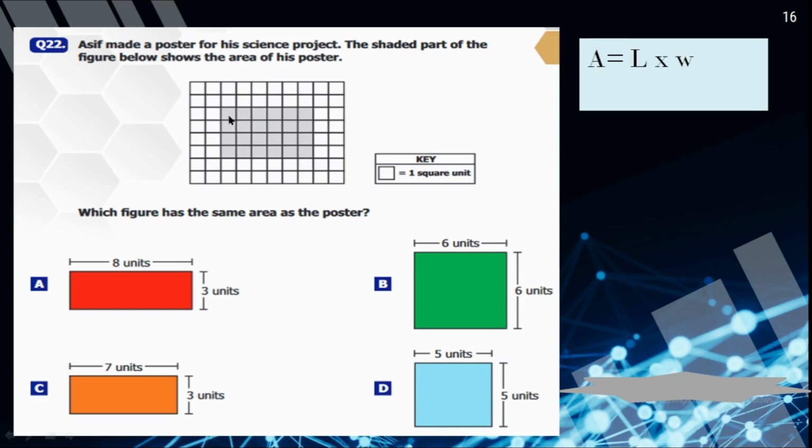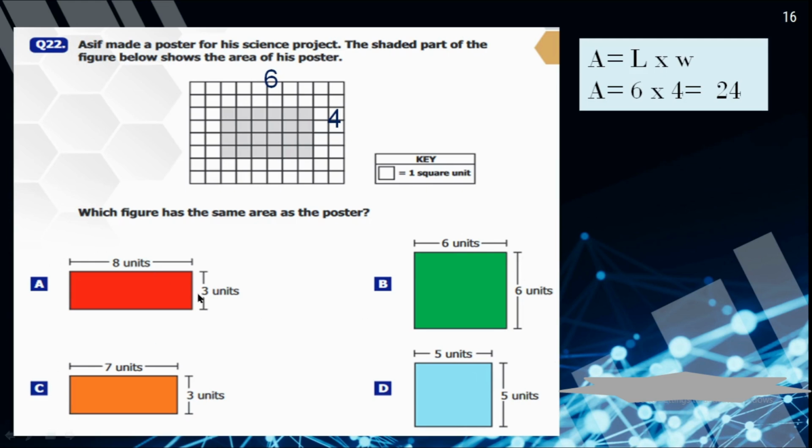There are 4 rows, 1, 2, 3, and 4. So length is equal to 4. And there are 6 columns, so width is equal to 6. So 6 fours are 24. So our area is 24. Now we have to see the area of all the given options. If we multiply their lengths and widths, which shape is going to give us 24?